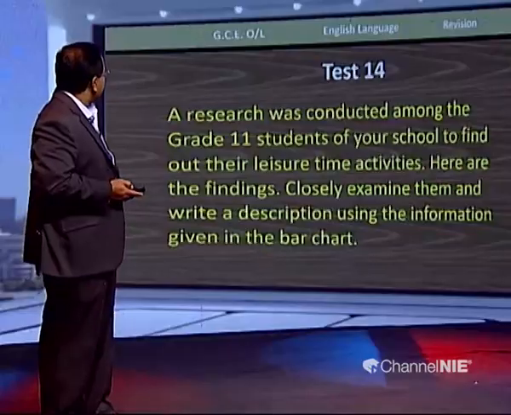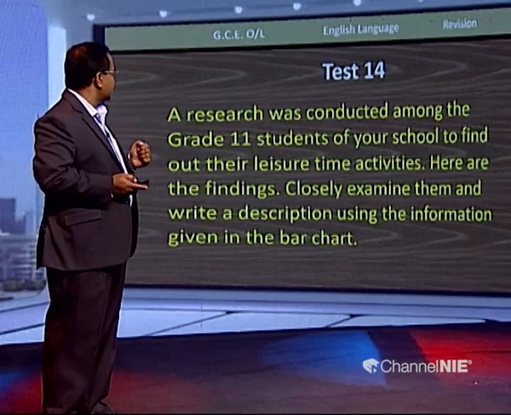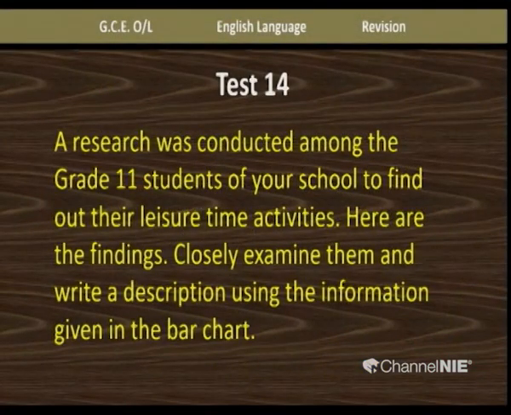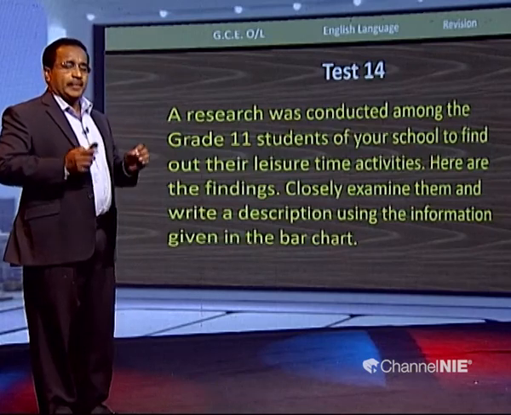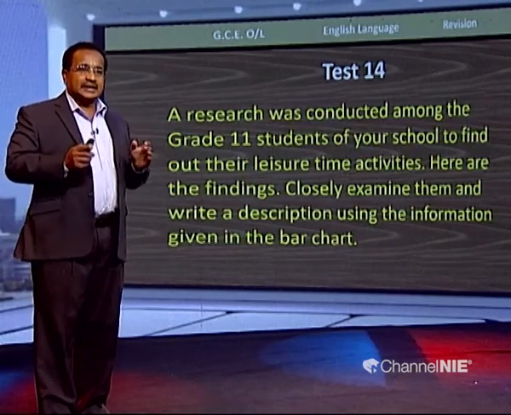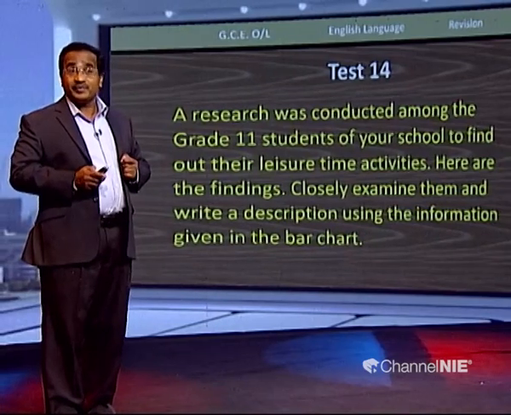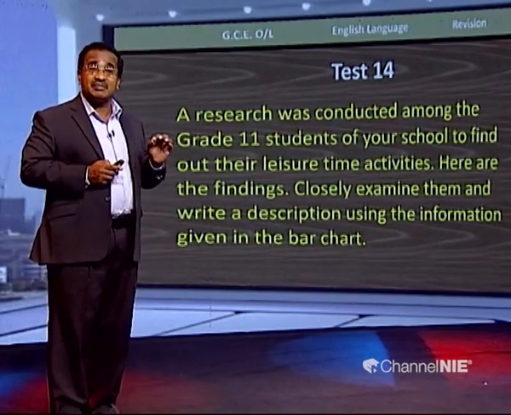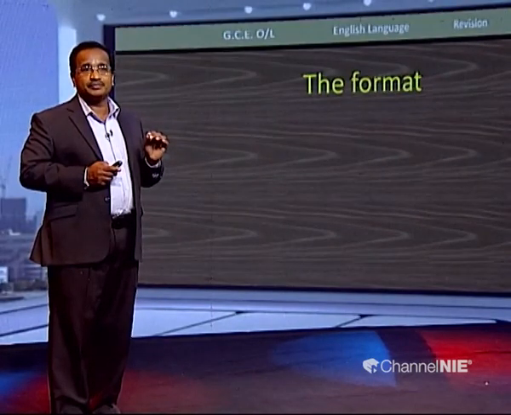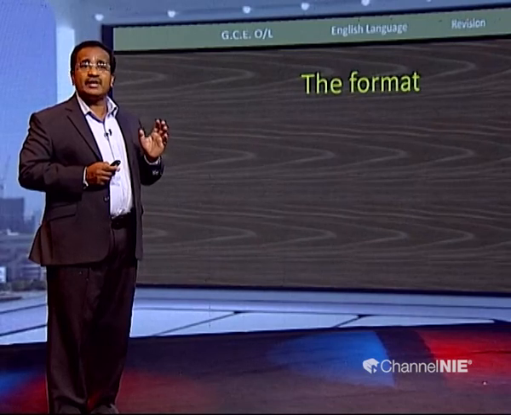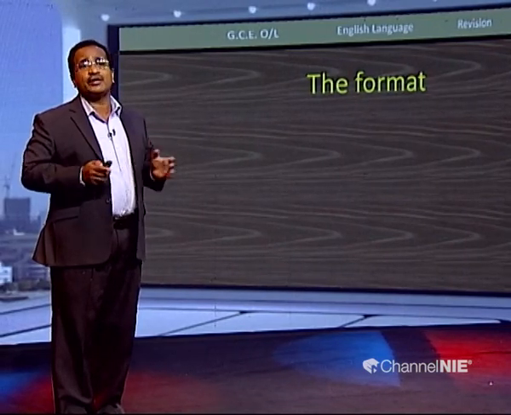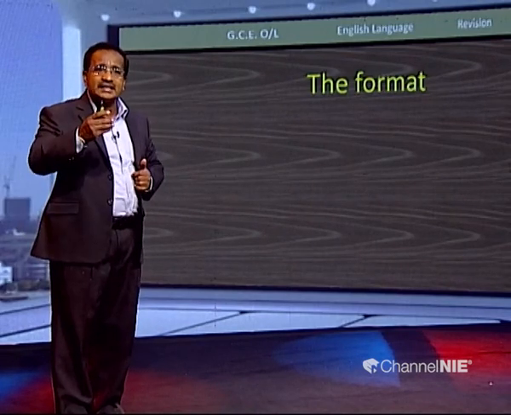Have a look at it again. A research was conducted among the grade 11 students of your school to find out leisure time activities. Here are the findings. Closely examine them and write a description using the information given in the bar chart. Okay. Read this question around 2-3 times. After that, you can get a clear cut idea. Then you have to observe the bar chart. You have to see the bar chart very carefully. Look at this one. Before having a look at the bar chart, let us see the format of our writing. How are we going to organize our description?